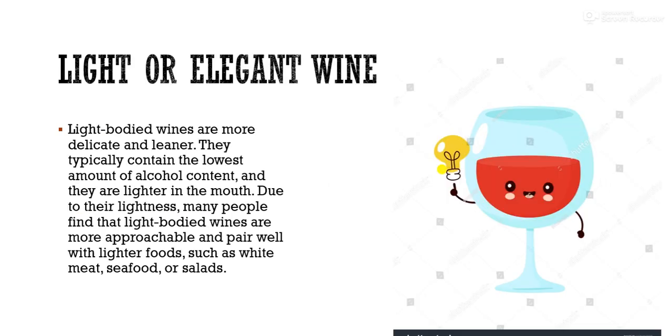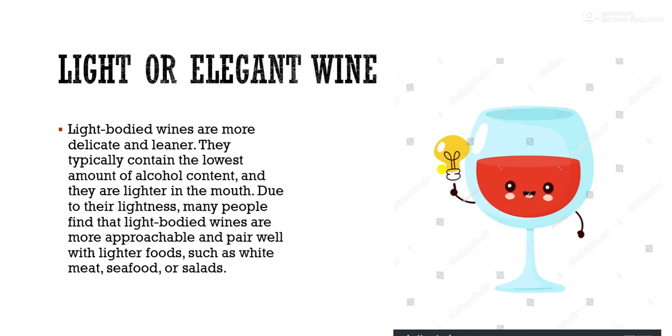Now the last is light, or usually they call it elegant wine. Light body wines are more delicate and leaner. They typically contain the lowest amount of alcohol, and they are lighter in the mouth, lower in tannin, and easily drinkable for new wine drinkers or soft wine drinkers. Many people believe that light body wines are more approachable and go well with lighter food such as white meat, seafood, or salads.